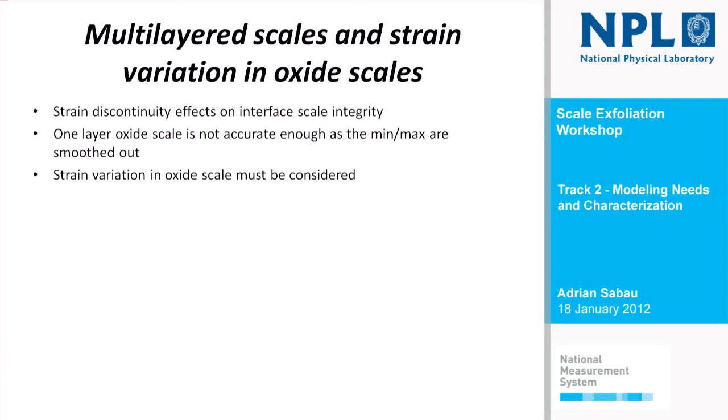Therefore, a single scale approach that considers just one uniform scale is not enough, because we're missing the minimum and maximum strain levels, which can be used in conjunction with failure criteria such as maximum void size. They will provide very good, accurate data for exfoliation. Also, we find that we need to take into account the strain variation.